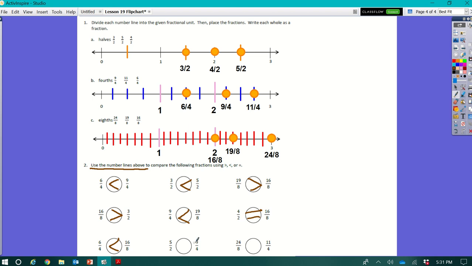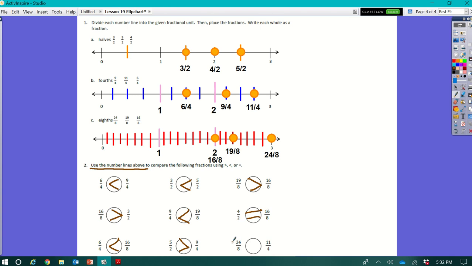Okay, 5/2 and 9/4. Here's 5/2, find 9/4. There's 9/4. They're pretty close together. But you can see that 5/2 is a little bit closer to 3 than 9/4. So 5/2 is greater than 9/4.